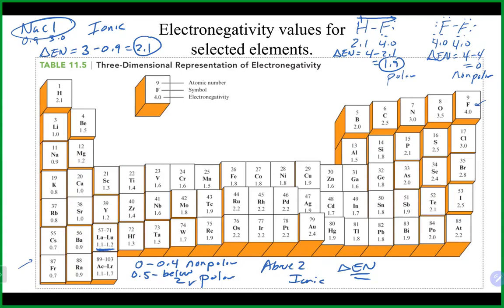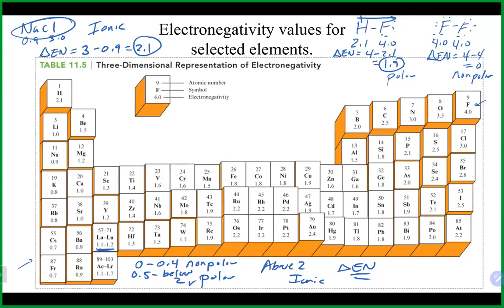Noble gases typically will have electronegativity values of 0 because they're not really interested in doing much, right? Because that's what everybody's trying to become. So if you needed to use a value for noble gases in this sort of calculation, usually 0 is what you would use for it.